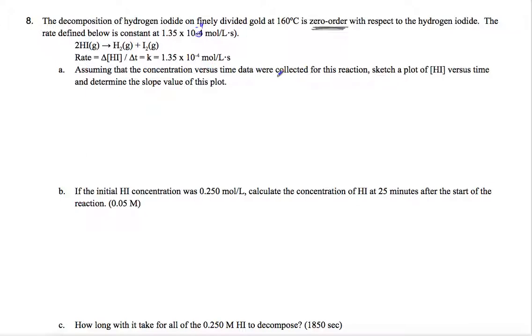Assuming that the concentration versus time data were collected, sketch what it would be. Well, we have time here on the y-axis, and we're going to do concentration of the hydrogen iodide. Now, since it is 0 order, that is a linear relationship. Ooh, hold on. It is a linear relationship, but it's going to be negative. So this guy should actually look like this. That would be the correct graph. All right. The initial concentration is 0.250.